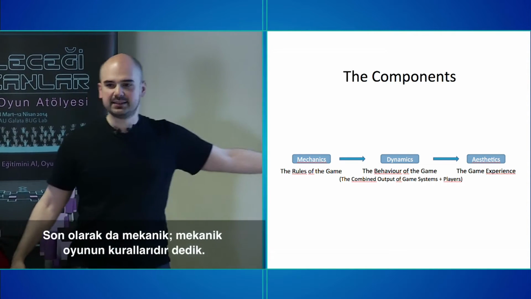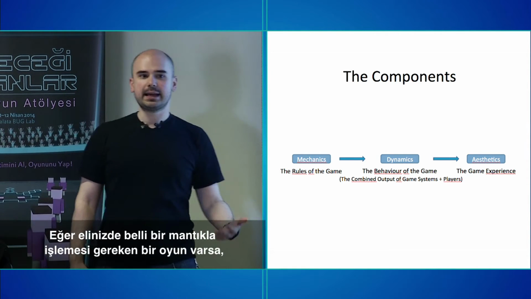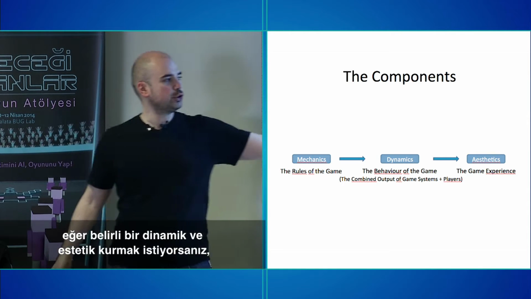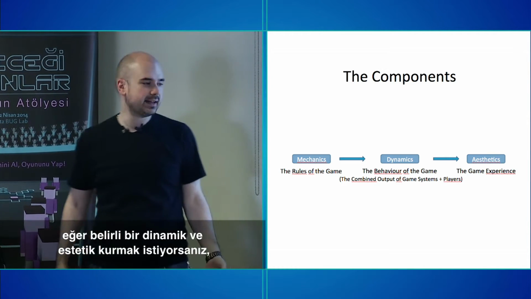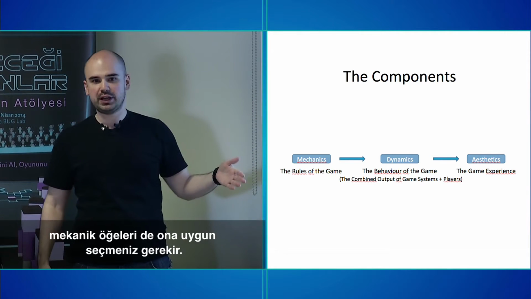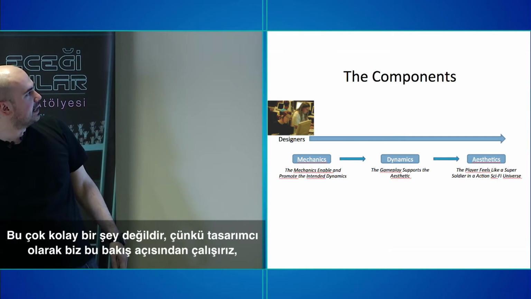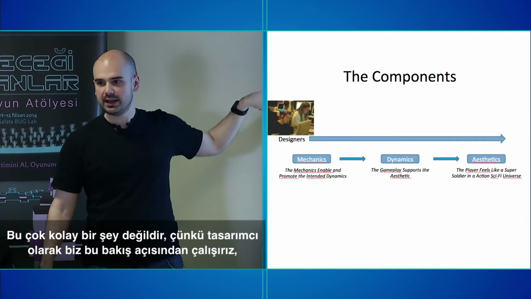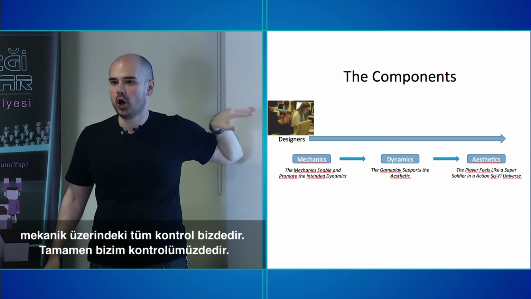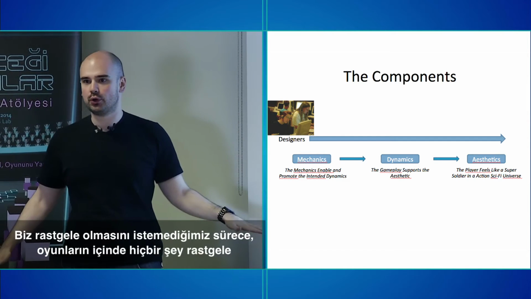And finally, the mechanics. That's basically it. The mechanics are the game's rules. So if you have a game that is supposed to work in a certain fashion, if you're trying to go for a certain dynamics and a certain aesthetics, you need to make sure that your mechanics support this chain all the way through. Now, this isn't super easy because as designers, we work from this perspective, right? We work from here. We work from mechanics. We have all the control over the mechanics. 100% control, right?